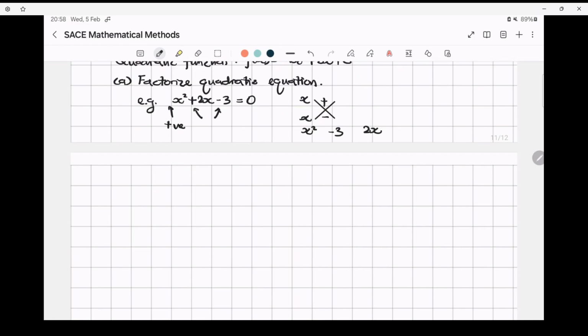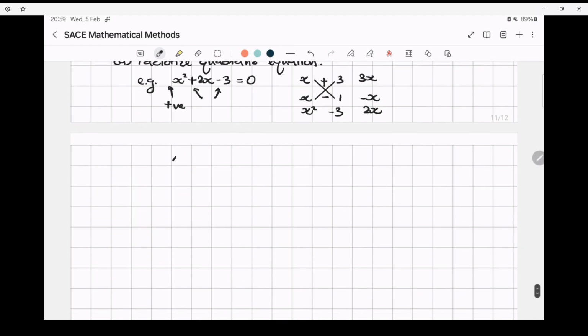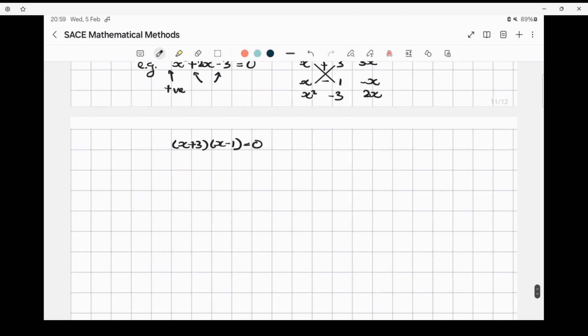Then you just figure out how you get 2x when you sum them up together. So in this case, this will be 3, this will be 1. So over here you have 3x, over here you have minus x. When you sum 3x minus x together, you get 2x. So this particular quadratic equation has the factors x plus 3, x minus 1 equals 0. Okay? So this is how you would factorize the quadratic equation directly.